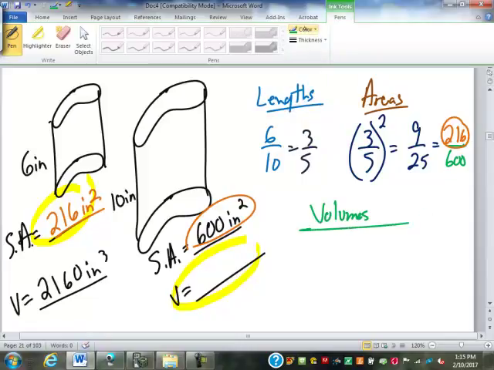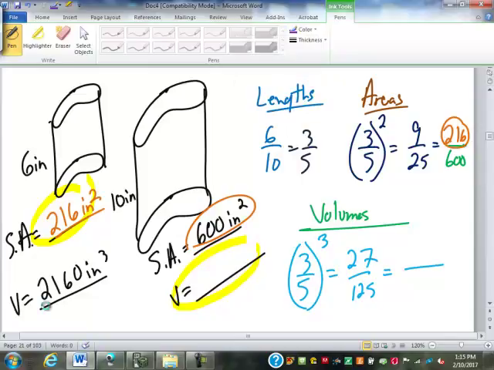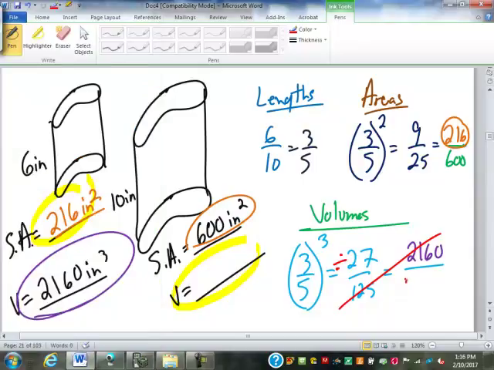So for our volumes, we have the 3 to 5 lengths. What do we do to that? Cube it. So 27 over 125. We have the 2160, top or bottom? Top. So you got 10,000 for the volume.